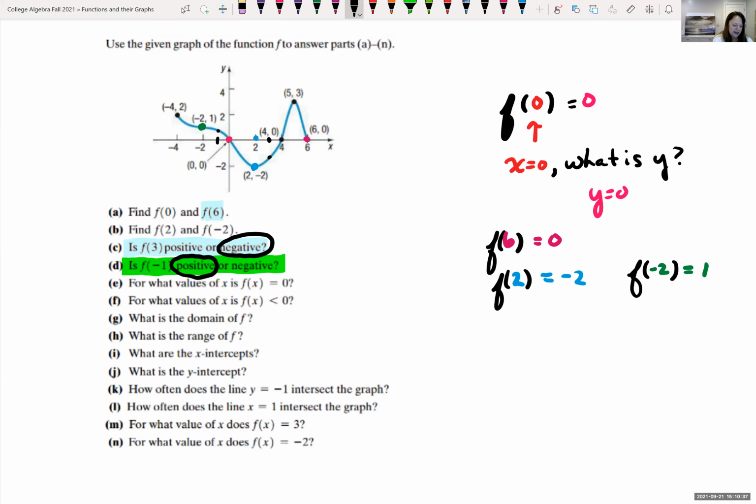For what values of x is f of x equal to 0? That's basically telling us when our y values are 0. Our y values are 0 when we're hitting the x-axis. The places where it hits the x-axis are at (0, 0), (4, 0), and (6, 0). So for values of x, we got x equals 0, 4, and 6.